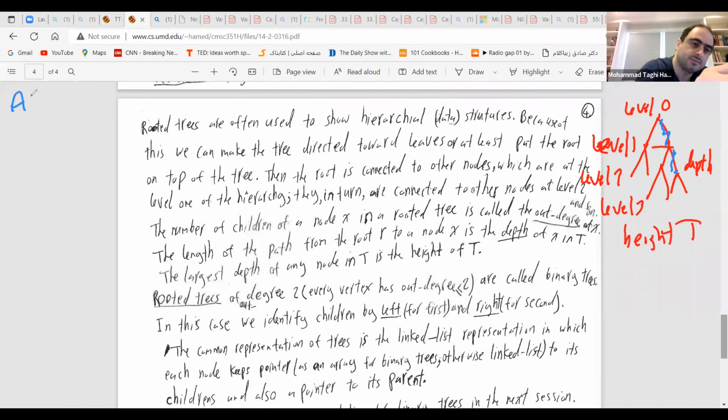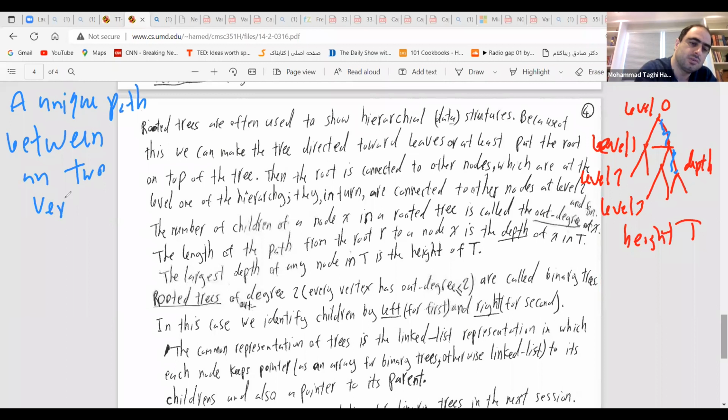So I will say that there is a unique path between any two vertices of the tree. If you consider the root to here, there's a unique path. The length of this path is the number of edges. You can consider it the depth. So in that case, depth and level would be the same.